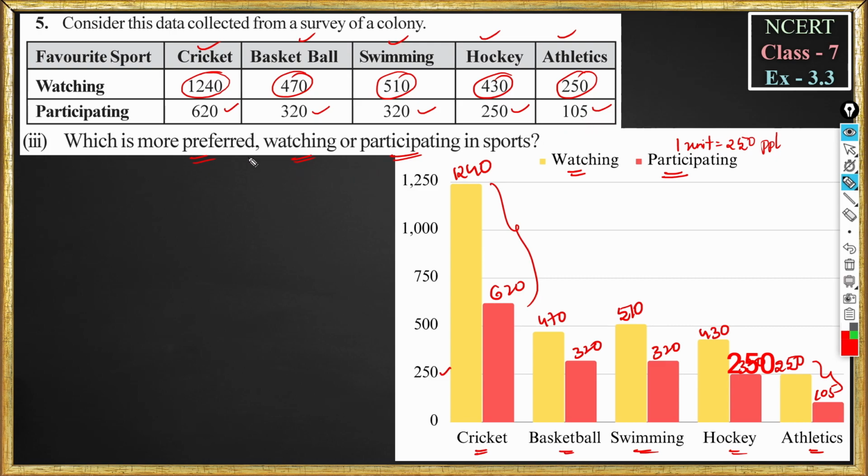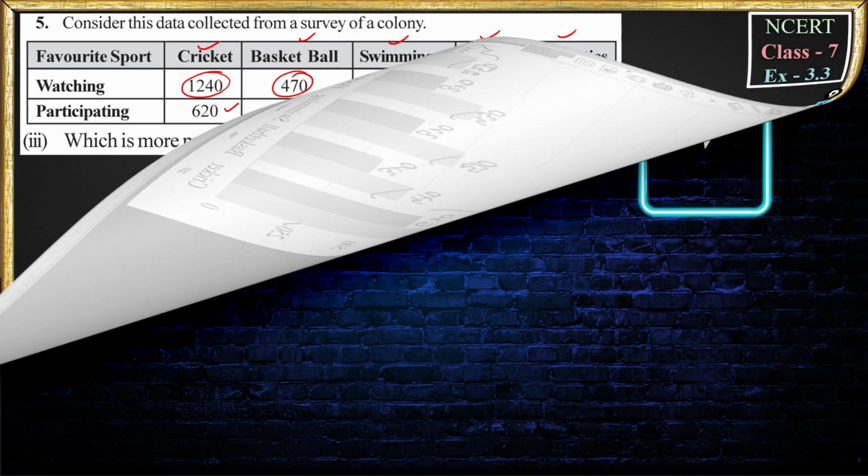So for the question which is more preferred, watching or participating, the answer is watching. Many people prefer to watch. If you see in the bar graph also, yellow which represents watching has the taller bars compared to participating. Here this is taller, here this is taller, this is taller, this is taller and this is taller. So from this also we can say that watching is preferred over participating.